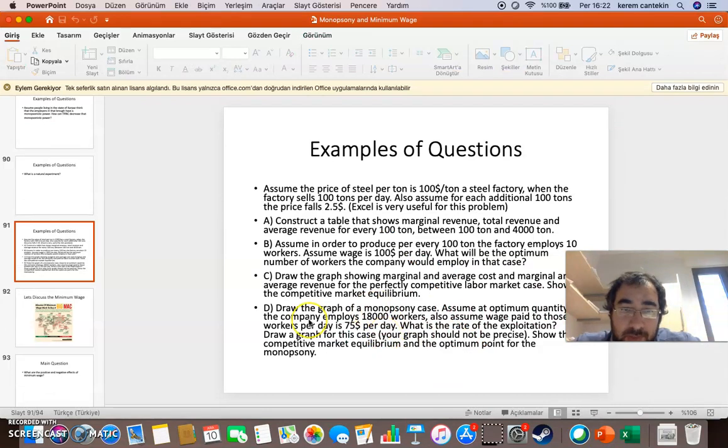Assume the optimum quantity the company employs is 18,000 workers, which means the amount of steel produced is 1,800. Assume the wage paid to these workers is $75 per day. The cost will be $750. Actually, the cost will be higher because you have more workers. What is the rate of exploitation? Well, for 100 units, you look at the margins, of course. For the last 100 units, the cost will be 750.